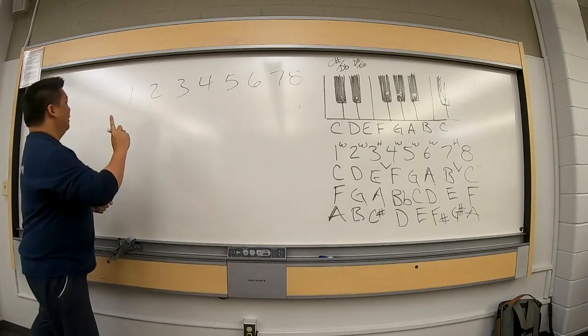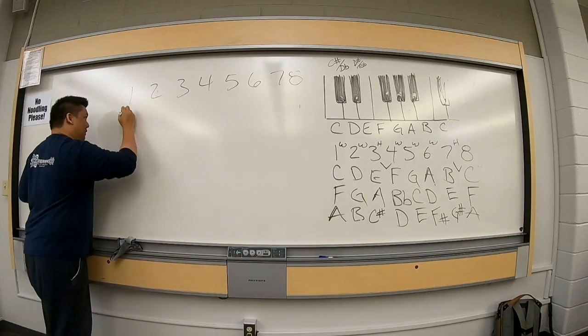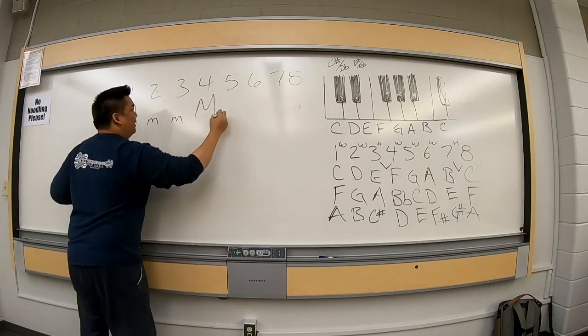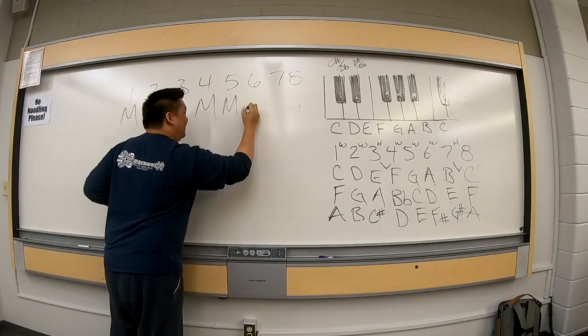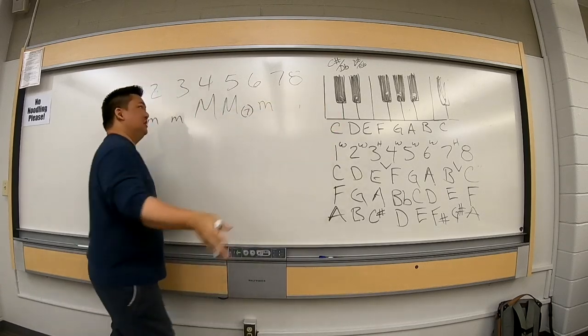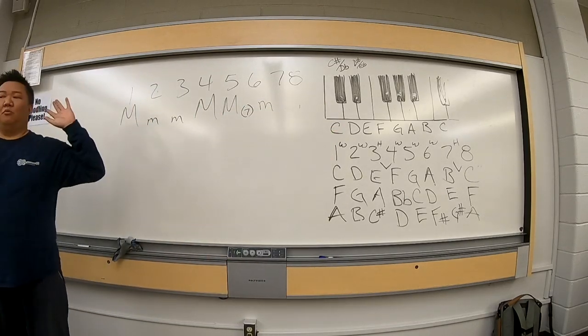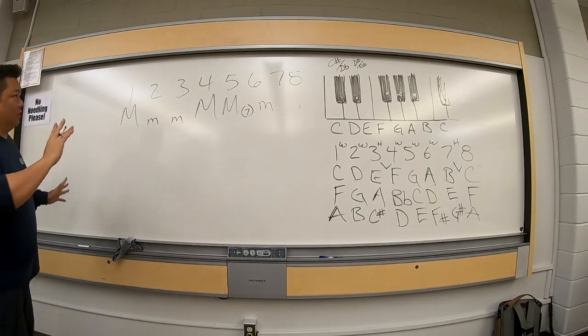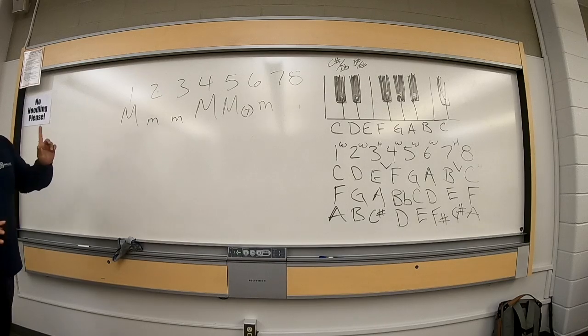For example, the 1 will be a major, your 2 will be a minor, 3 minor, 4 major, 5 major or dominant 7, 6 will be minor, 7 will typically be a half diminished, or don't worry about 7 because you won't really see it ever. So we're gonna worry about 1 through 6.